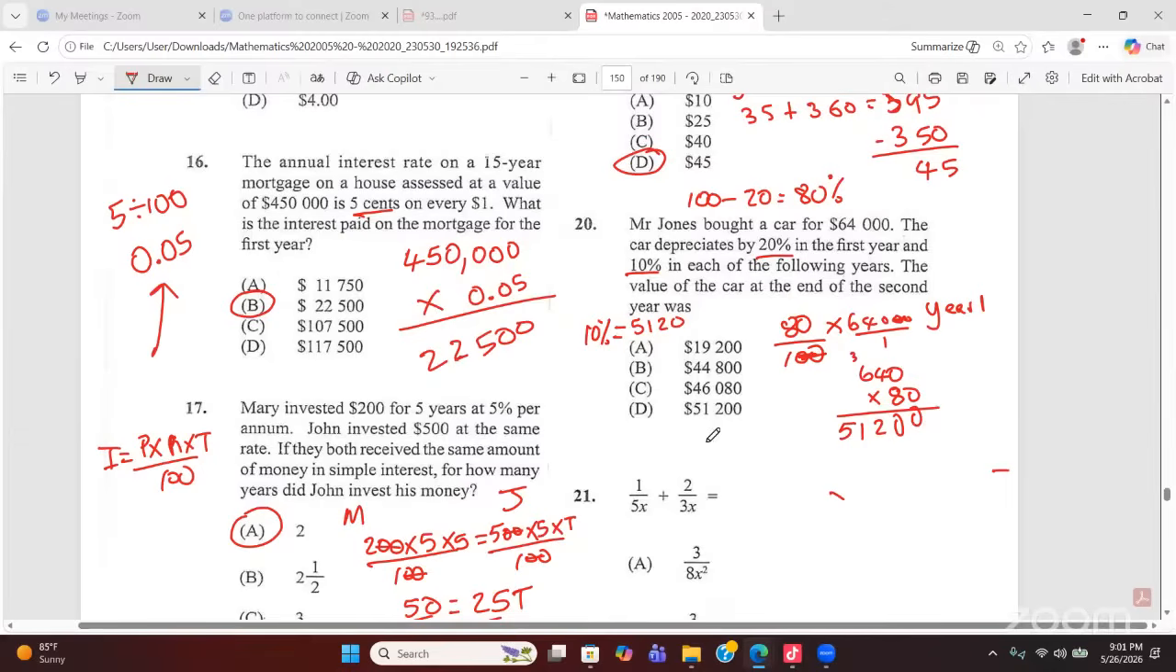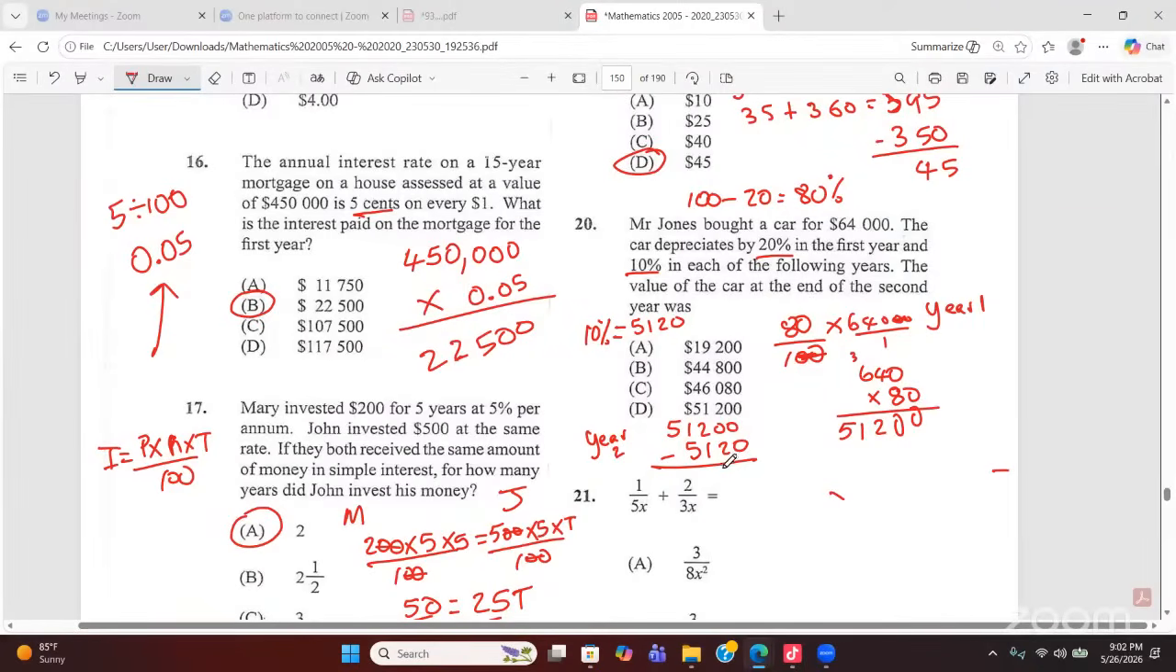So right now, for your final, you're going to take your 51,200 and you're going to subtract 5,120 from that. Whatever you get right there is your answer, because remember, it's a depreciation. So this is year 2, what money you have at the end of the year. Or you could have found 90% of it as well.